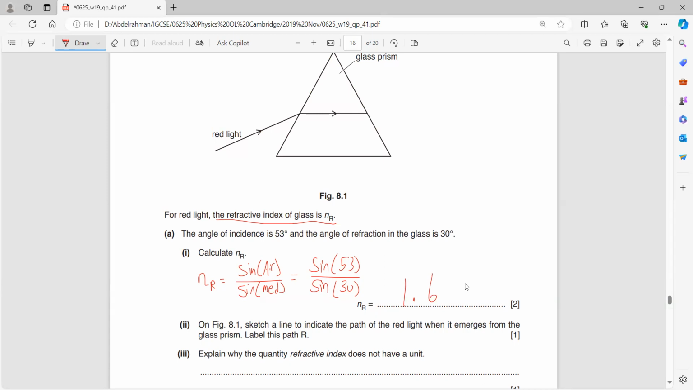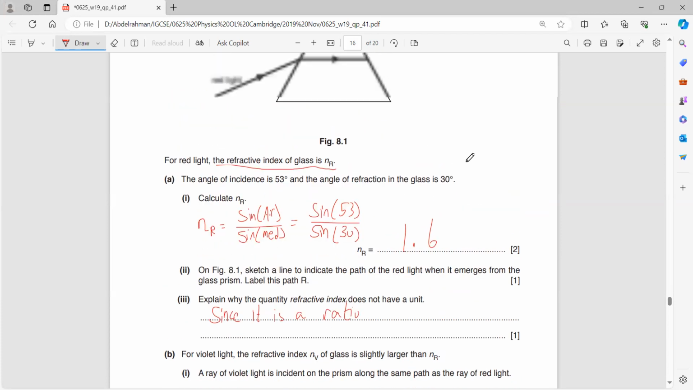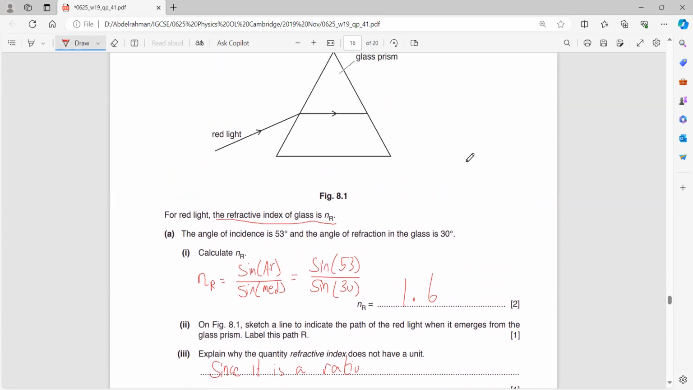There is no unit, since it's a ratio. This is the refractive index, which is a ratio, so there is no unit. The question says explain why the quantity of refractive index does not have a unit. Why does it not have a unit? I will say since it is a ratio. Next: on figure 8.1 sketch a graph to indicate the path of red light when it emerges from the glass prism. What will happen to the red light as it emerges?